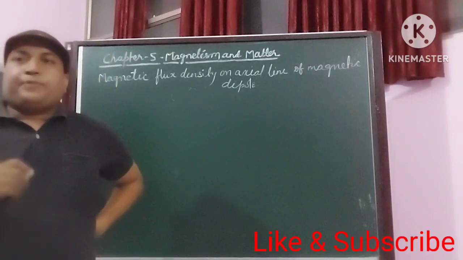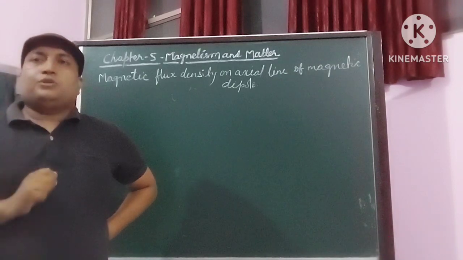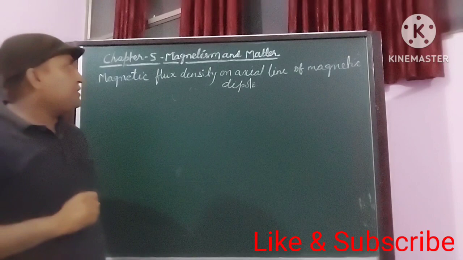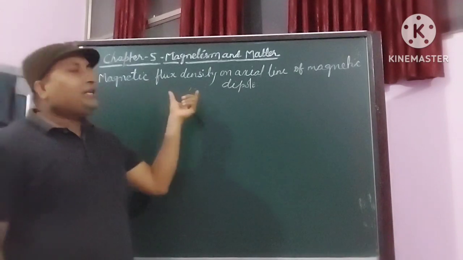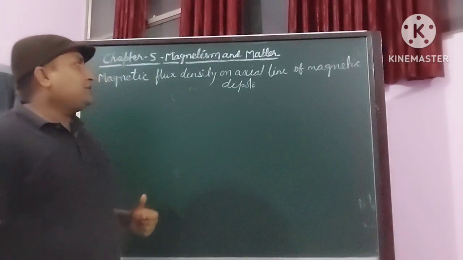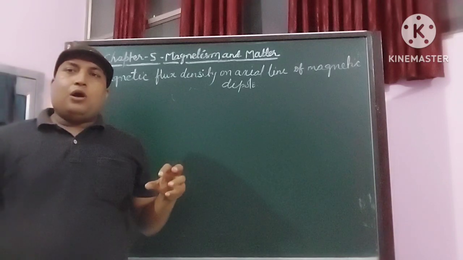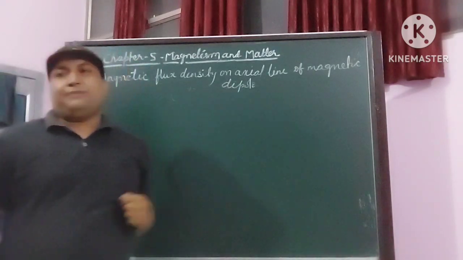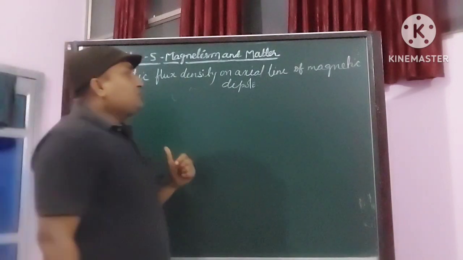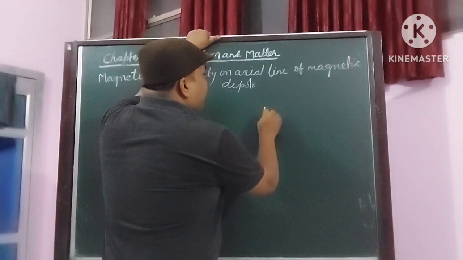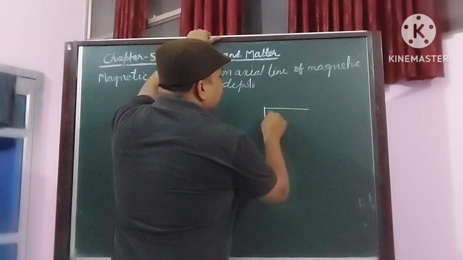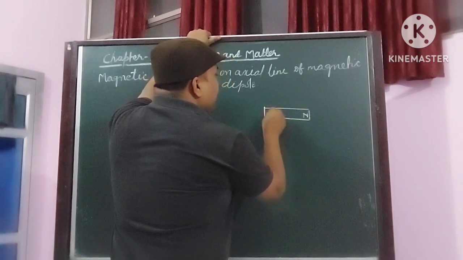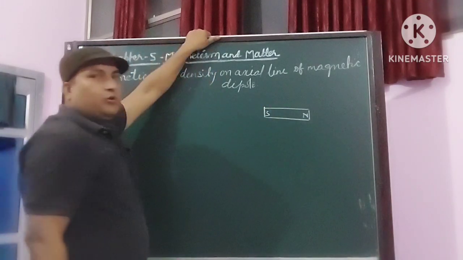Okay, students. Now we are going to discuss a very important topic related to this chapter, that is calculating the magnetic flux density on the axial line of any bar magnet, or you can say due to the magnetic dipole. As you know, a magnetic dipole means one magnet has two poles, called the north pole and the south pole.